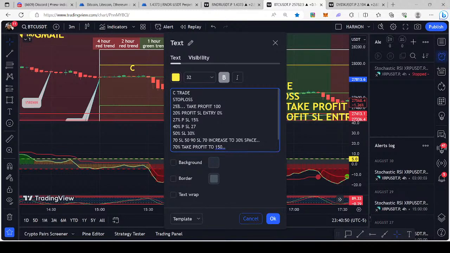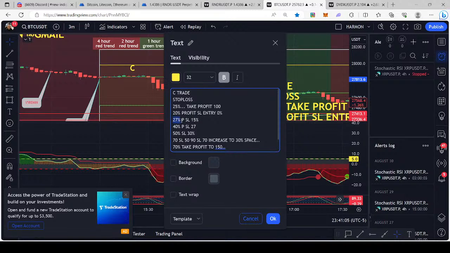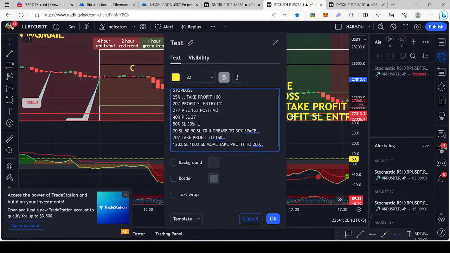So C trade, your stop loss is 25%. Your take profit, like always, is set at 100. When you hit the 20% profit, you move your stop loss to your entry point. And when you hit 27%, you move your stop loss to 15% positive profit, right? Meaning that if it goes back the other direction, you're closing at least 15%. And when it gets to 40%, you move your stop loss to 27% profit area.